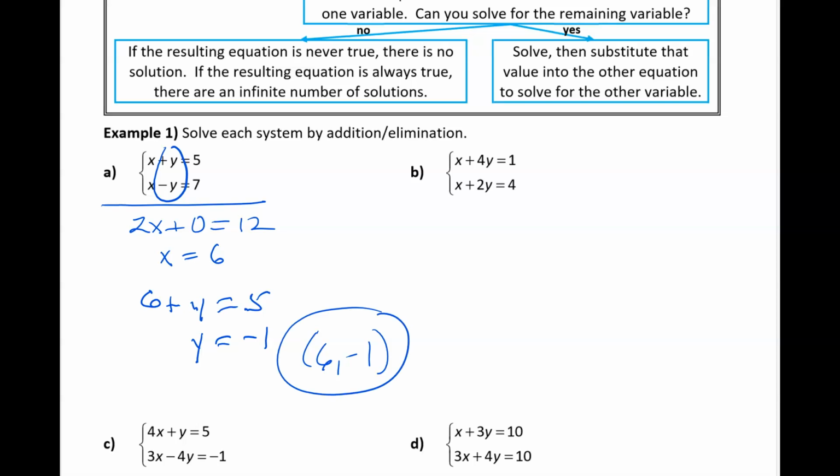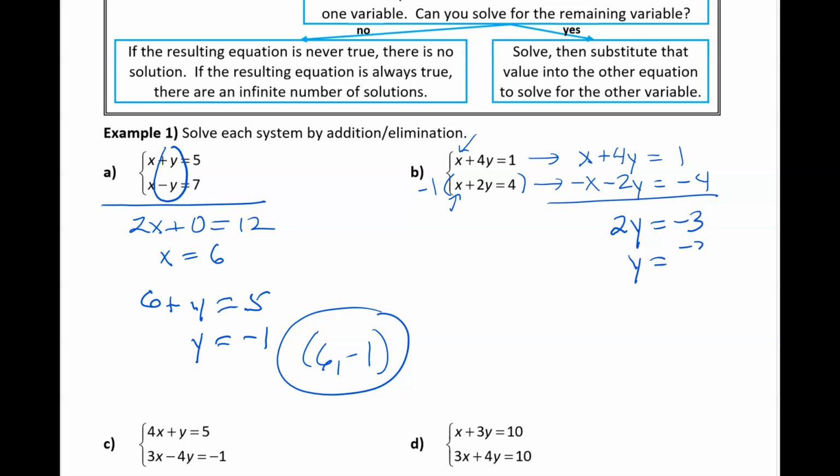All right, let's take a look at B. In B, these coefficients of the x variable are almost opposites. We can create them to be opposites by multiplying the second equation by -1. So now I'm just going to rewrite our equations with that multiplication. You need to remember to distribute that to all terms in the equation. So -x minus 2y equals -4. Adding the two equations together now, x plus -x is 0, 4y plus -2y is +2y, and that's equal to 1 minus 4, which is -3.